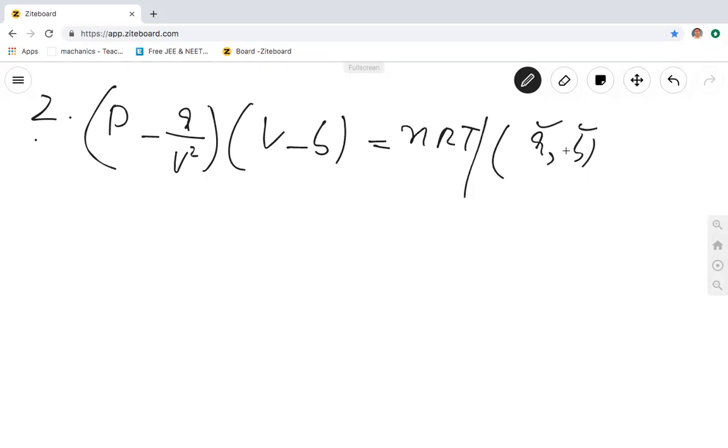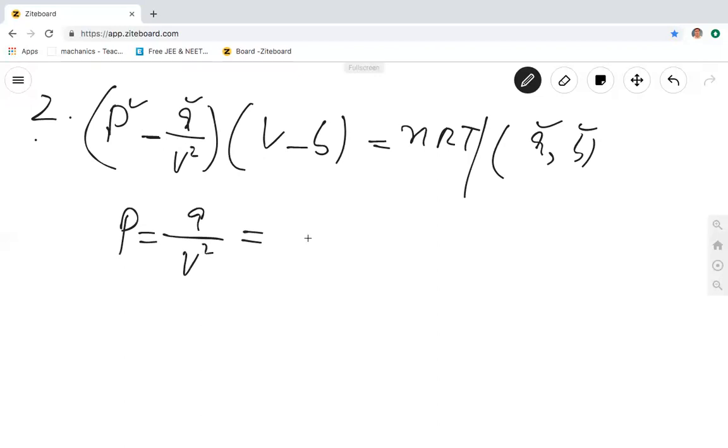Dimensions here and here. So what should I write? Now, look at this. You can't start multiplying everything and get a complicated equation. If you apply your mind, you say P is pressure and minus A by V square. This P and A by V square must have the same dimensions because they are subtracted. Simply, they are subtracted. They must have the same dimensions. That's what we have stated earlier.